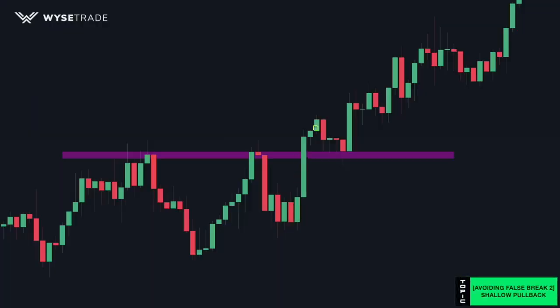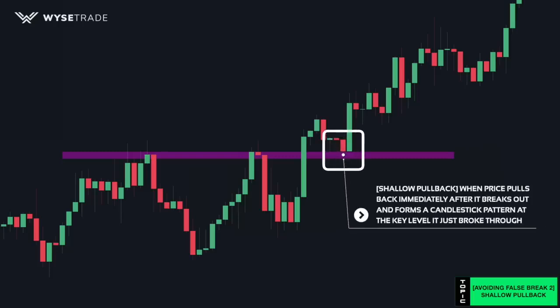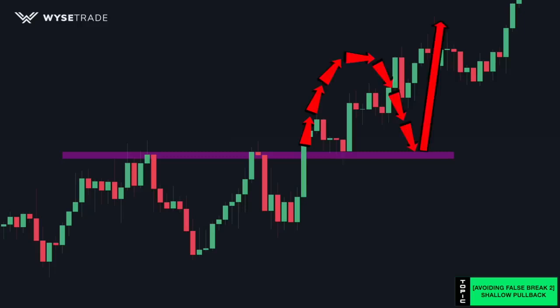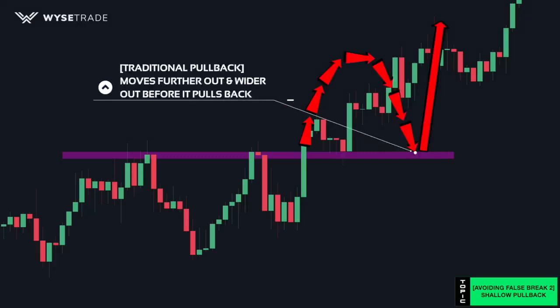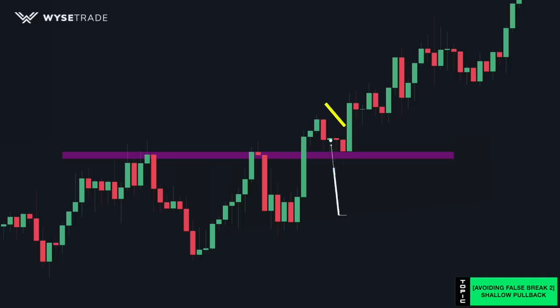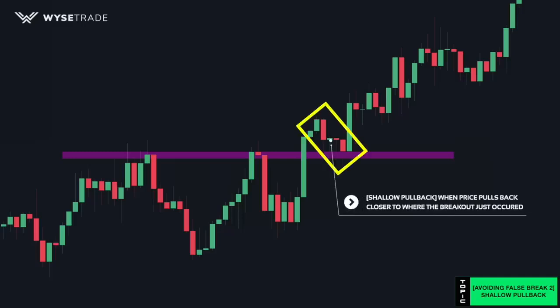You have your uptrend before price breaks through the key level. Now what you do is you wait for price to pull back immediately after it breaks and form a candle at the resistance turned new support, which is what we call a shallow pullback entry. A traditional pullback moves a lot further up and wider out before it pulls back, but a shallow pullback occurs very close to where the breakout occurred.